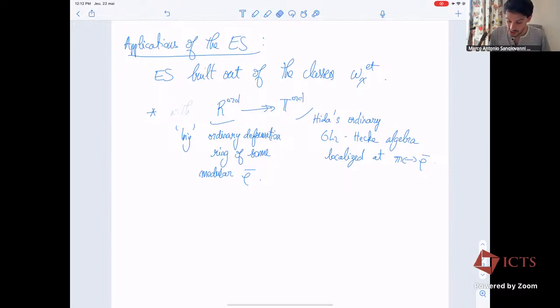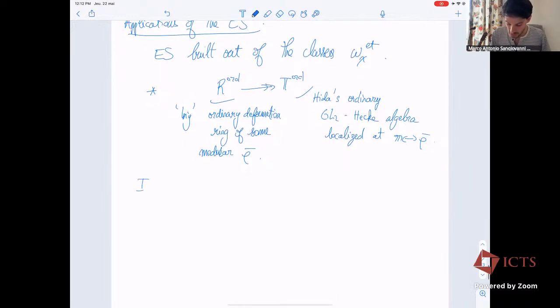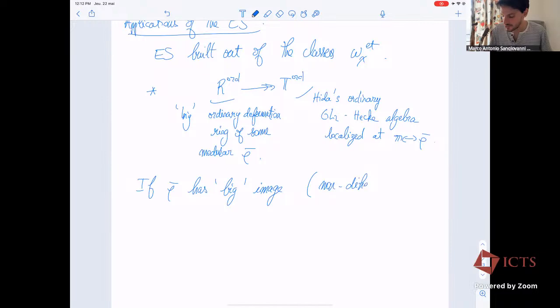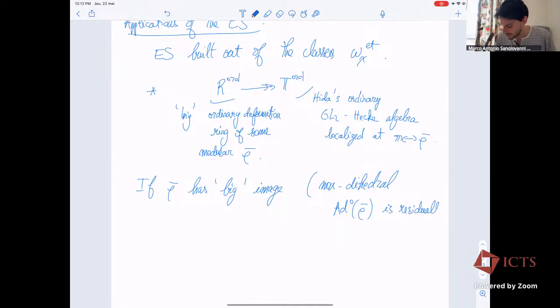So this is a general surjection. If rho bar has big image, so this means that rho bar is non-dihedral. So this means that the ad naught of rho bar is residually irreducible. Is irreducible. Sorry, it's already reducible.